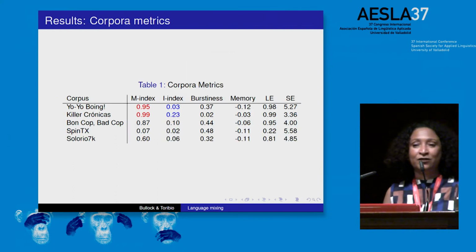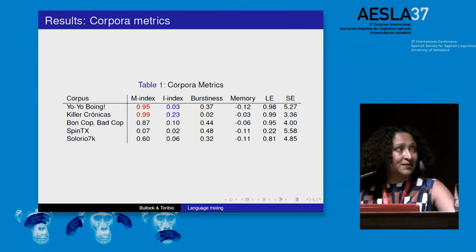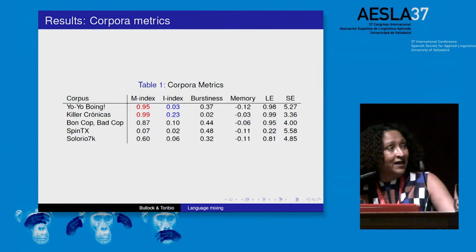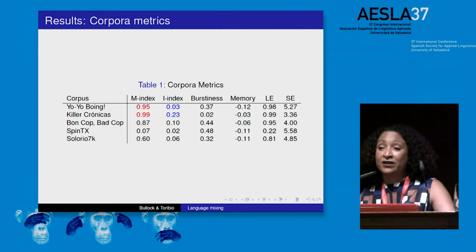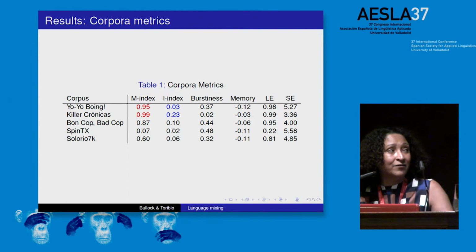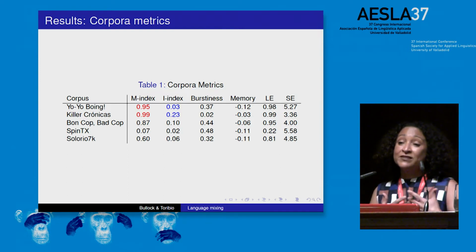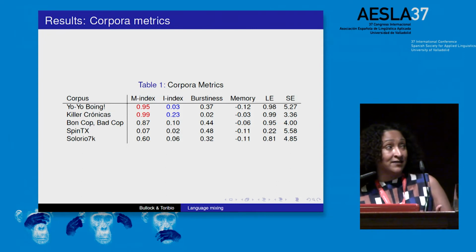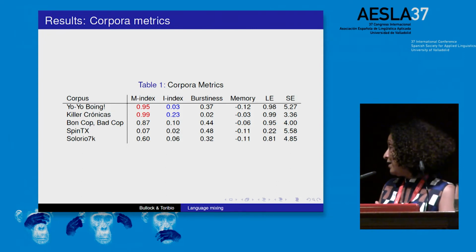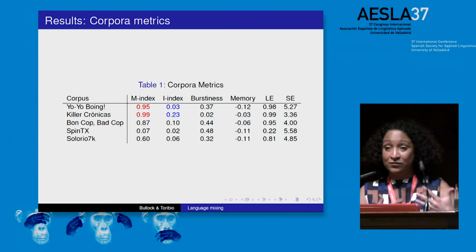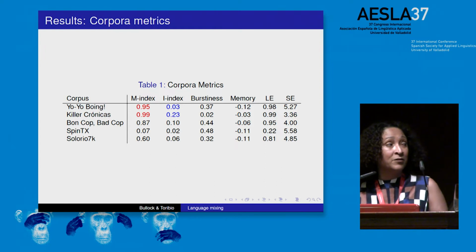All right, so let's take a look at what our corpus metrics tell us. Here, what you see is that Yo-Yo Boing and Killer Crónicas, the 2 written texts, have an M index that's very high, right? So what that means is that Spanish and English are almost equally represented in those texts, right? You see the 0.95, the 0.95 and the 0.99. So again, Spanish and English are almost equally represented there.